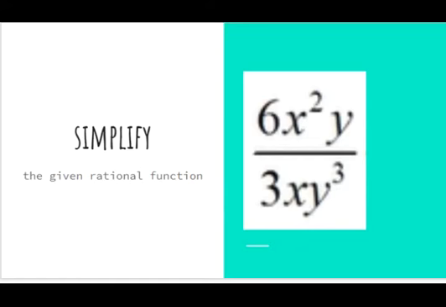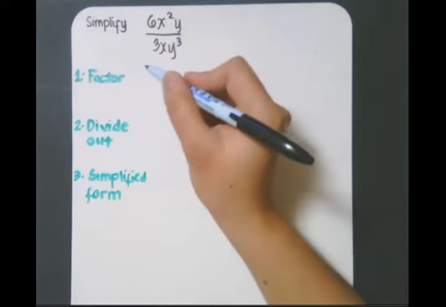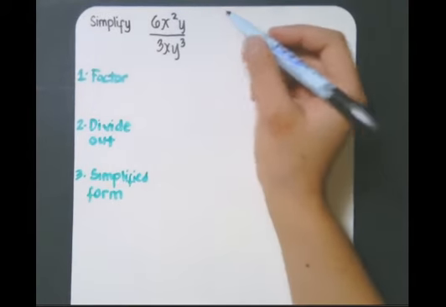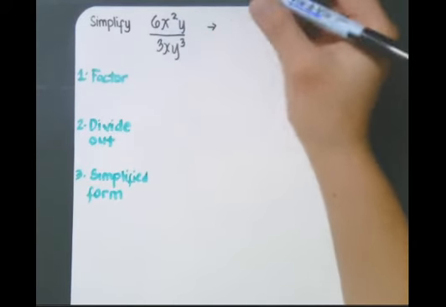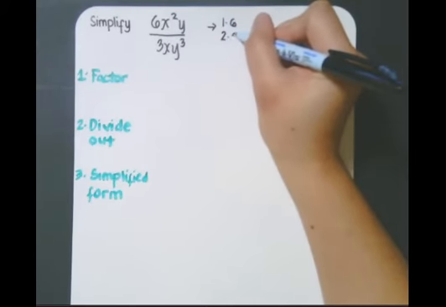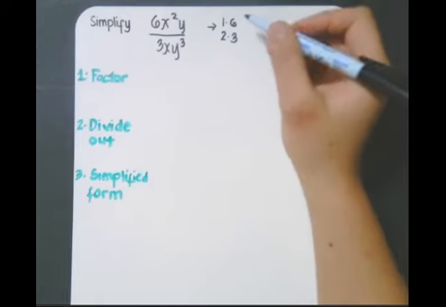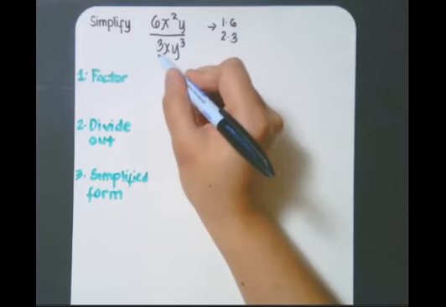Example number 1. Simplify the given rational function 6x squared y all over 3x y cubed. So we will apply the different steps on simplifying rational functions. Step number 1, we need to factor out the given rational function. So think of the factors of 6. We have 1 times 6 and 2 times 3. We will be choosing the second factors because 3 is common with our denominator.